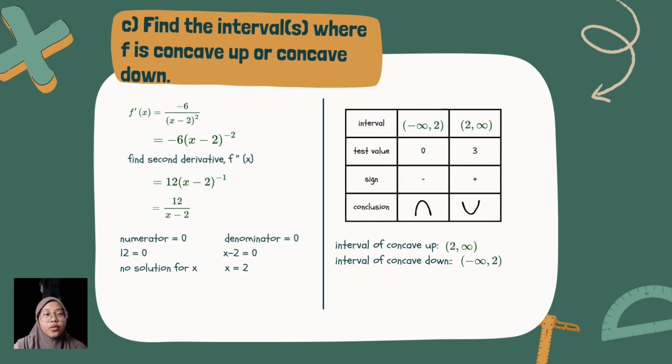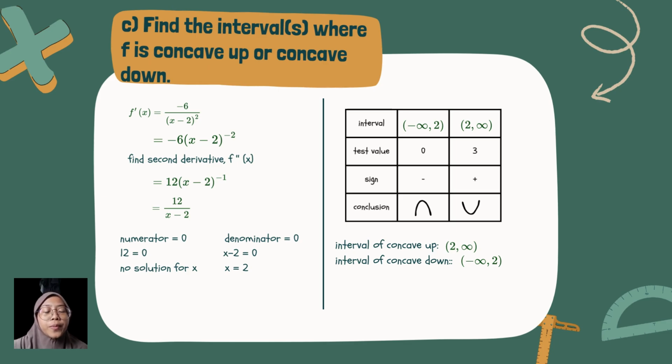Next, to find whether the function is concave up or concave down, we need to find the second derivative. From the first derivative, negative 6 over (x minus 2) squared, we need to use the chain rule. So the answer is 12 over (x minus 2) cubed. Then we need to make the numerator equal to 0. From the second derivative, 12 equal to 0, so there is no solution for x. Then we make the denominator equal to 0, so we get x equal to 2.